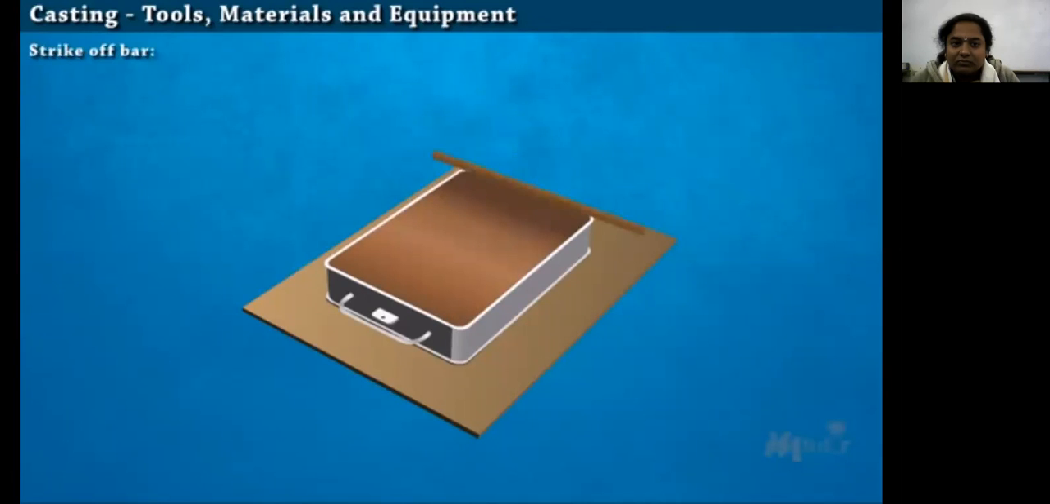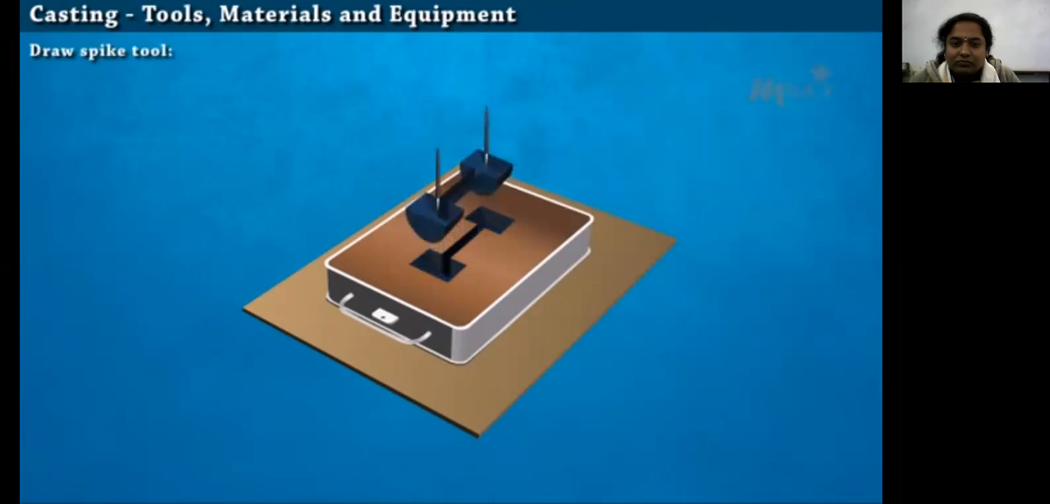Strike-off bar. It is used to strike off the extra sand from the top of the flask. Draw spike tool. It is used to remove the pattern from the mold. Vent wire. Vent wire is used to make small holes in the sand mold for routing of gases from the cavity.